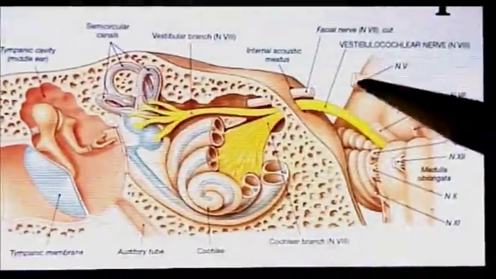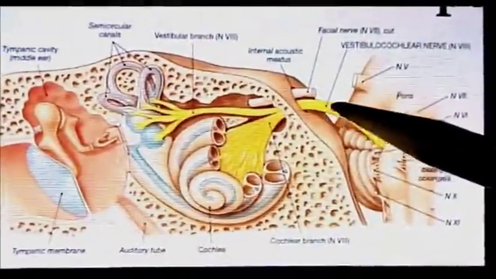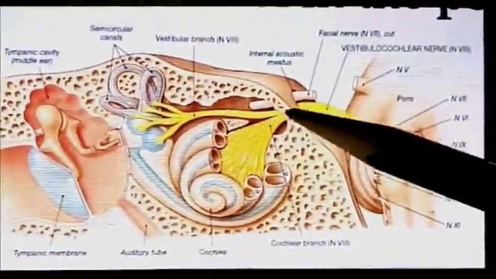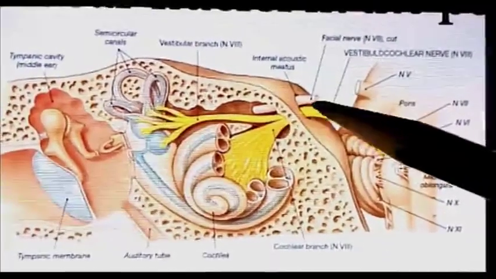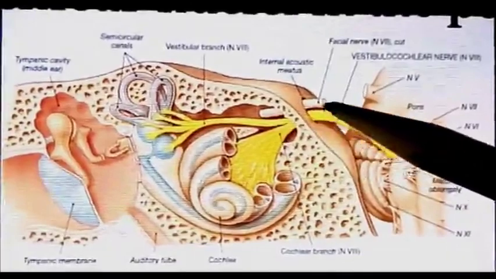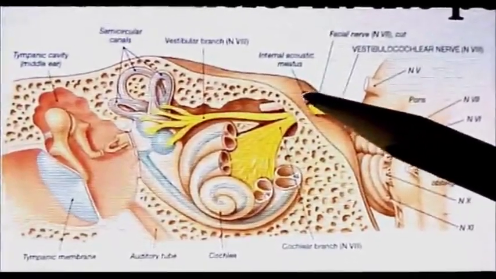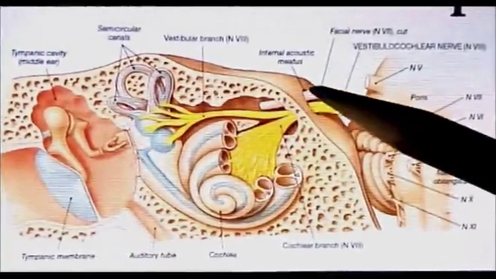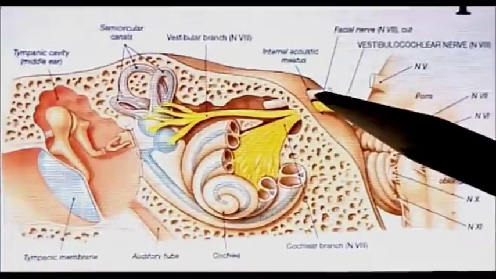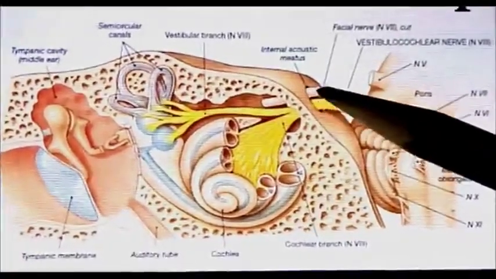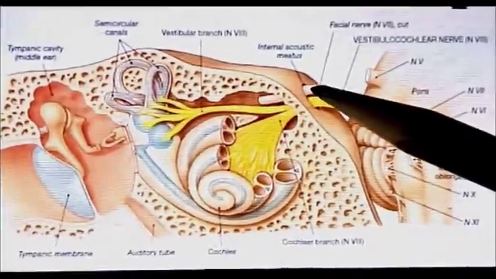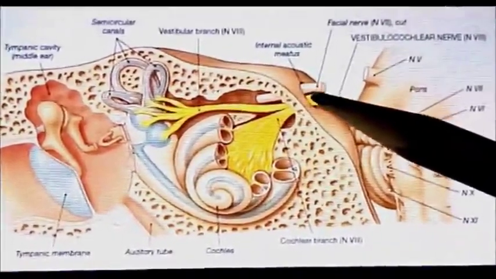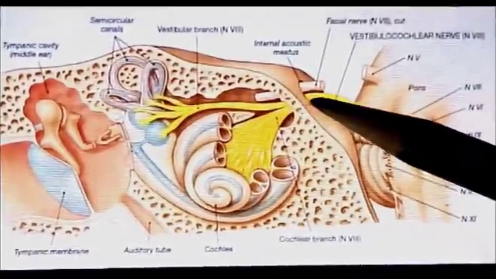In conditions of neuroma of vestibulocochlear nerve. Neuroma means tumor of this vestibulocochlear nerve. If this neuroma extends into this internal acoustic meatus, then it also compresses the nearby lying facial nerve. So paralysis of the facial nerve is also there along with the vestibulocochlear nerve.